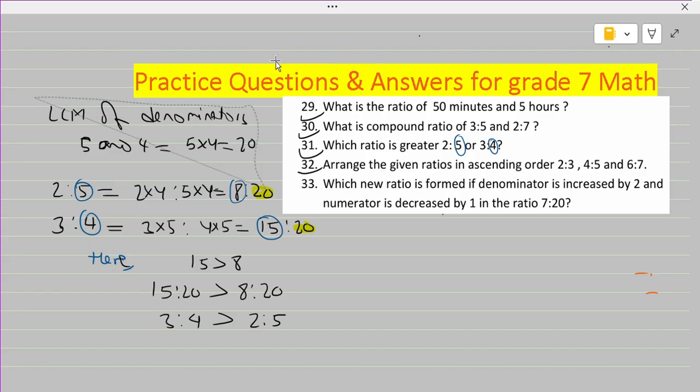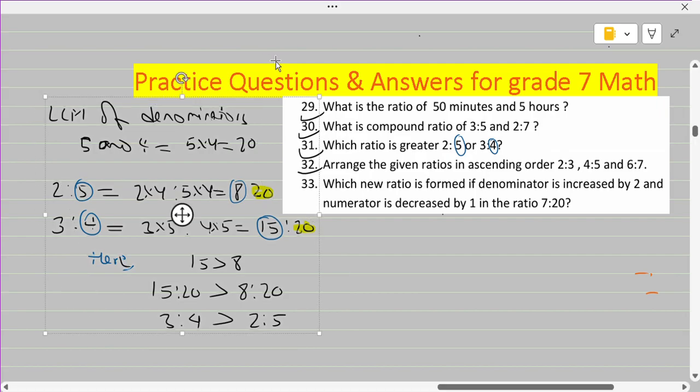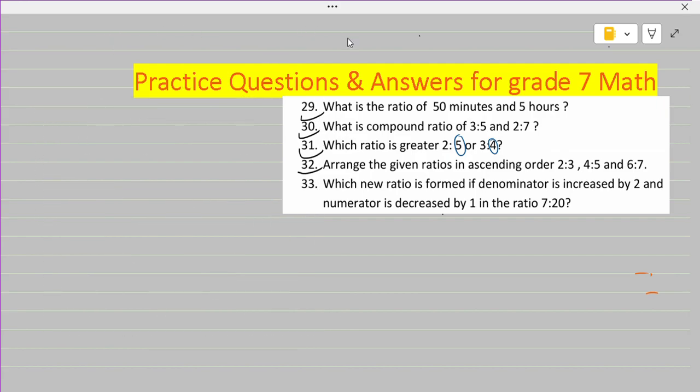So make this first clear. Okay, in number 32, we are asked to arrange the given ratios in ascending order. Three ratios are given here: 2:3, 4:5, and 6:7, and we are asked to arrange them in ascending order. So very same as 31 we did, we have to do here. The denominators we see are 3, 5 and 7.